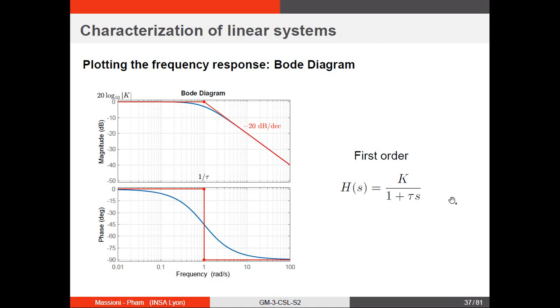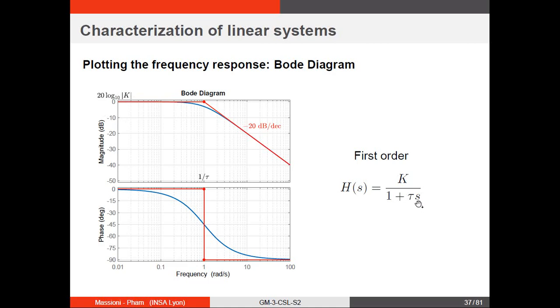So why is this so? Well, it's very simple. The modulus of this, where s, which is j omega, is very small, corresponds to k. You take 20 log 10 of k, you get this asymptote. In this graph you get 0 because k is taken as 1 in this specific example, but it can be up and down. It's not always 0, it's 20 log k.